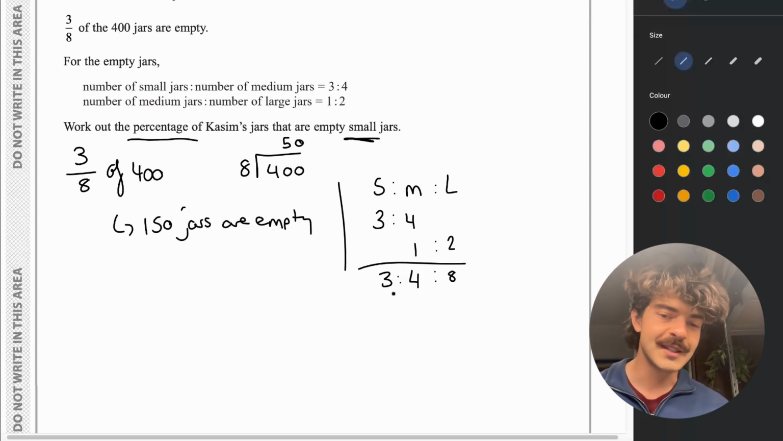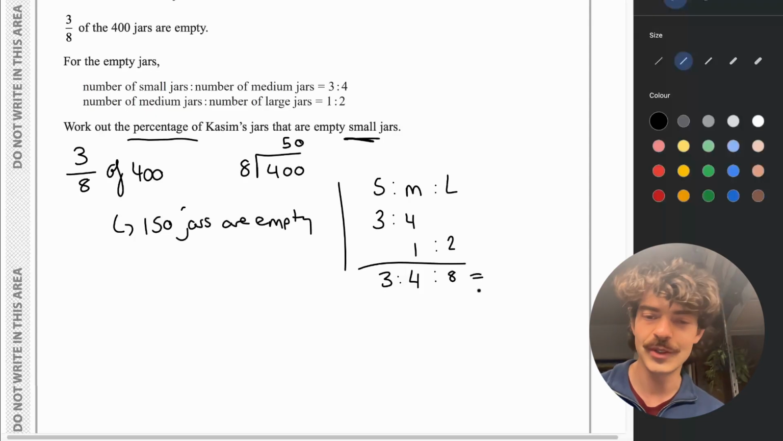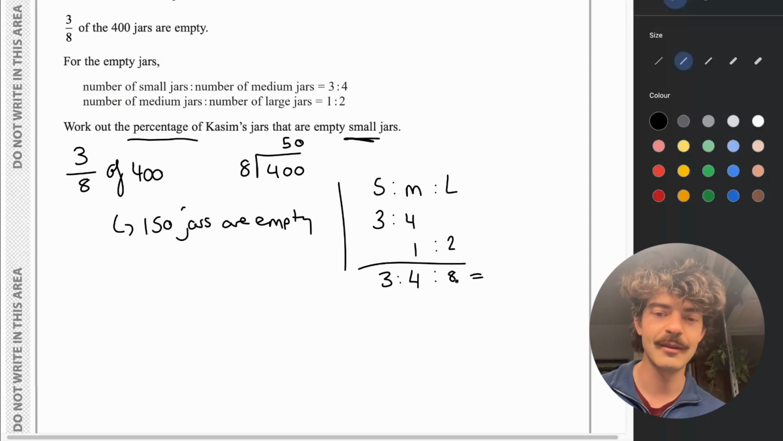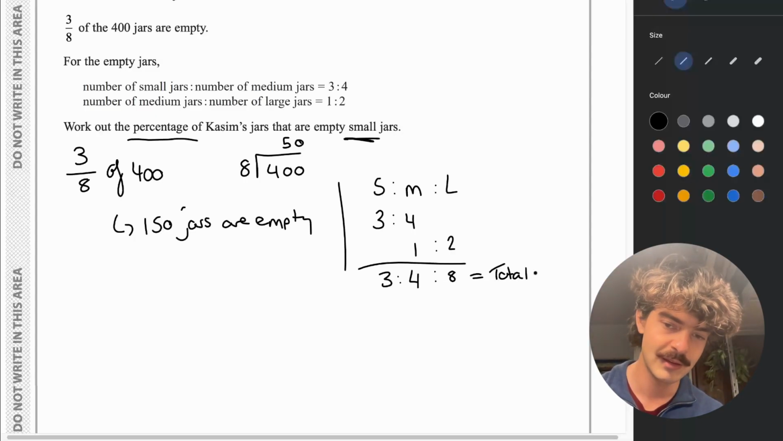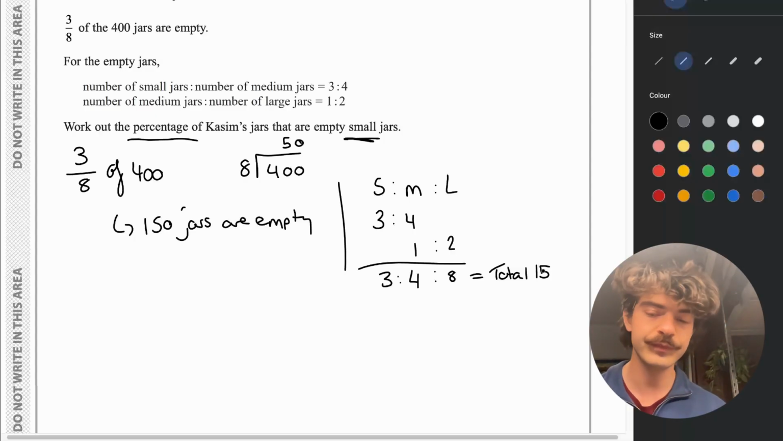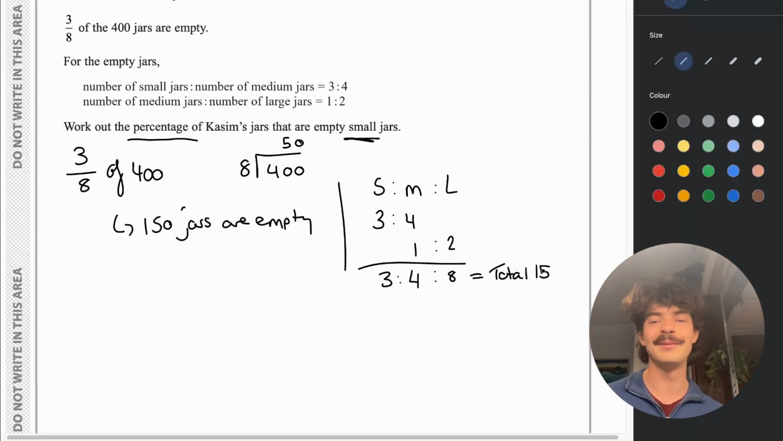The ratio itself has a total, right? We can add these together. 8 plus 4 is 12, plus 3 is a total of 15. Okay, now this is awesome, right? So what does this tell us? For every 15 jars, 8 are large, 4 are medium-sized, and 3 are small.